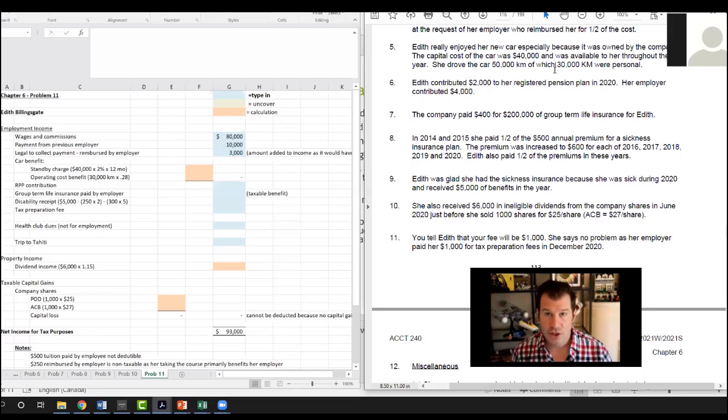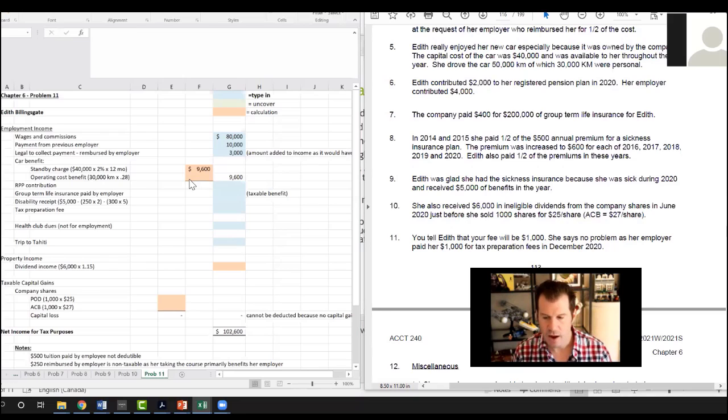You're also going to have to determine the operating cost benefit here. The operating cost benefit is also dead easy. So I'm going to go through and do the calculation on the standby charge. Now, people take like 10 minutes to calculate this. Here's what it is. It's the cost of the car times 0.02 times the number of months she had it. I'm done. That's my standby charge. That's the answer.